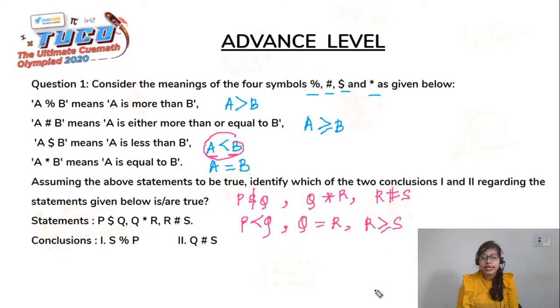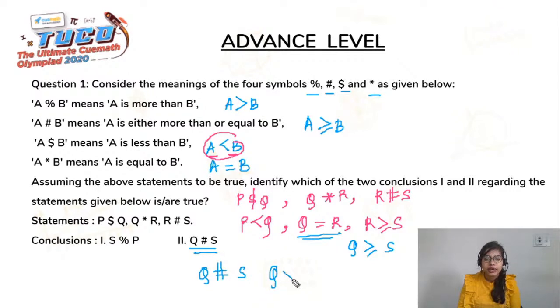Now from here, what we could say is, carefully notice, if Q is equal to R and R is greater than or equal to S, so definitely I could infer from here that Q is also greater than or equal to S. Yes or no? So this is my first inference, and it comes from the fact that A hash B means A is either more than or equal to B. So we have Q hash S. As per Q hash S, you could say that Q is greater than or equal to S. Okay. So that means our second statement is right.